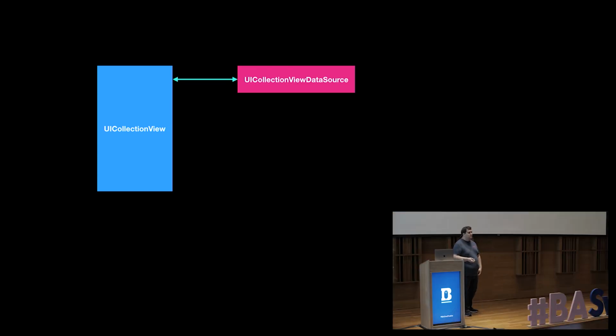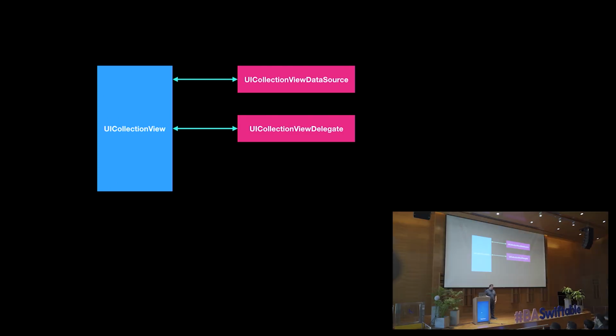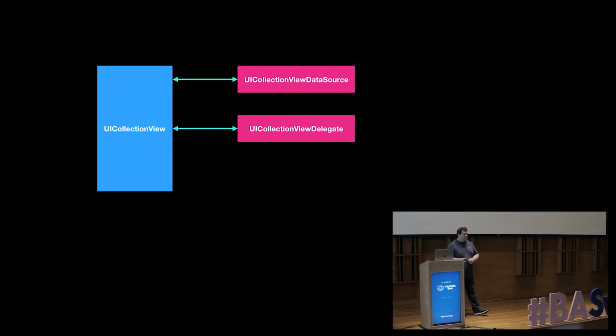So let's go first to see what are the classes involved when using a collection view. We have the collection view itself. We have a data source similar to a table view. This will tell us how many items and sections we have in the collection. We can configure ourselves. It's pretty similar to a table view. Then we have a delegate. This is where we will handle selection of items, for example.